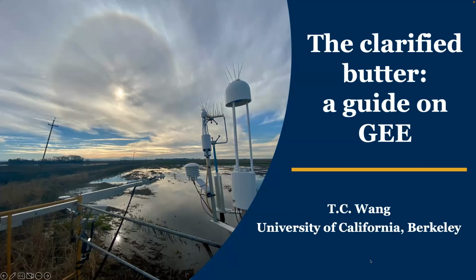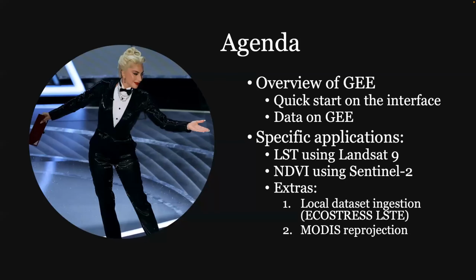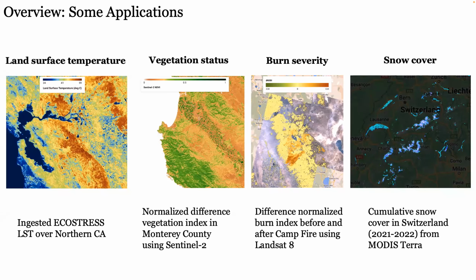So for this presentation, we'll have an overview of Earth Engine, including different bells and whistles that might help you move your research forward. Then specifically, we'll go over some particular applications that may be of interest to you. If you missed the first tutorial, as Josh mentioned, remote sensing enables many research topics. Here's a glimpse of some of the many things we can do on Google Earth Engine, including land surface temperature, NDVI, burn severity, and snow cover.